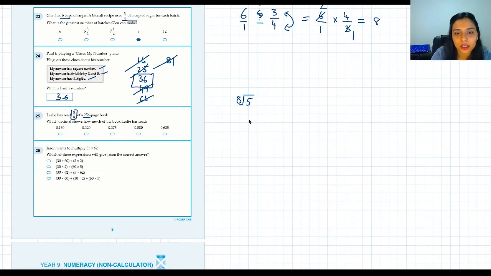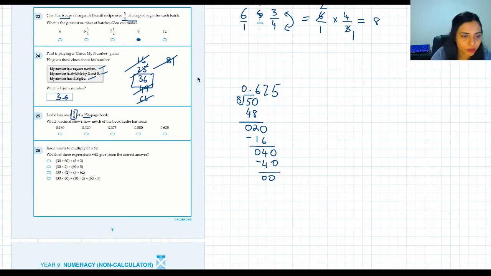Now 8 doesn't go into 5, so we put a decimal point and a 0. And 8 goes into 56 times. So 8 times 6 is 48. That leaves a remainder of 2. Add another 0. 8 goes into 22 times. Minus 16. Remainder 4. Add another 0. 8 goes into 45 times. And now we have no remainders. So 5/8 as a decimal is 0.625. That's this.